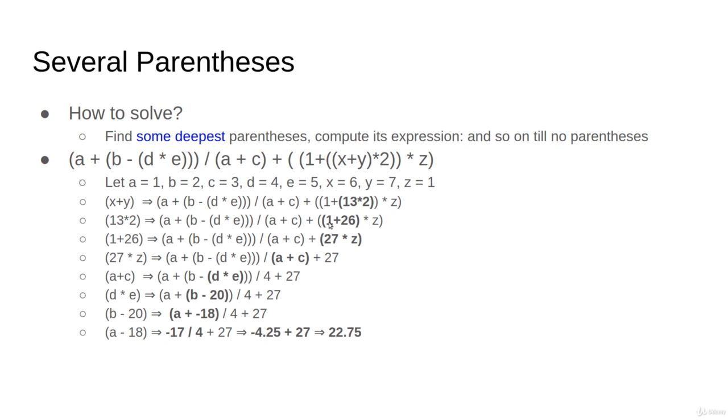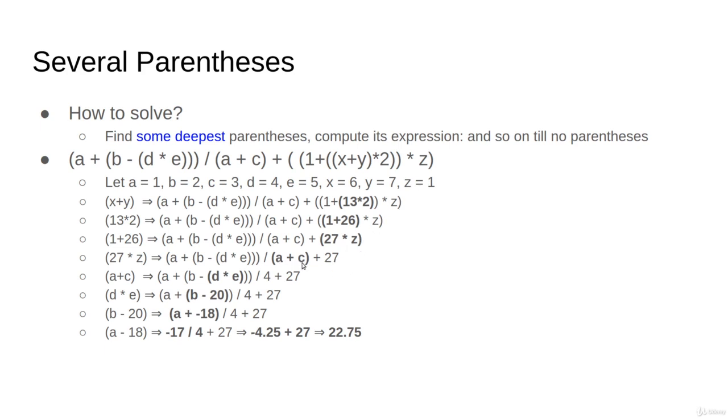We can now take this 1 plus 26, which is again very deep. How to recognize what is okay? It is an expression that doesn't have more parentheses inside it. So this expression is okay, this expression is okay, d times e is okay, but all the others are locked now. So 1 plus 26 is 27, then 27 plus z would be 27 because z is 1.